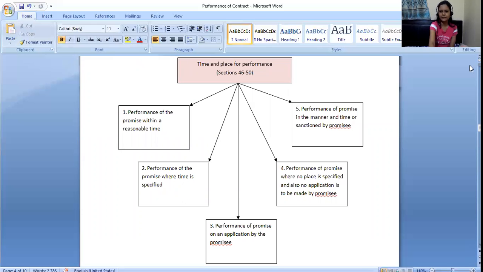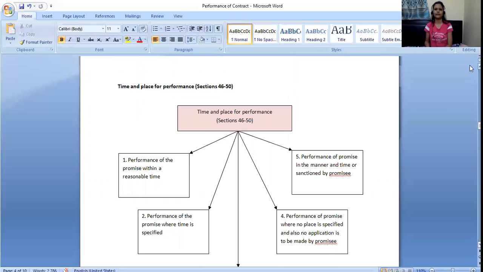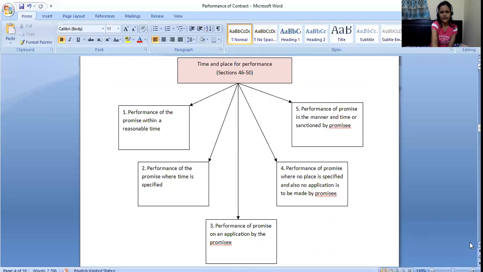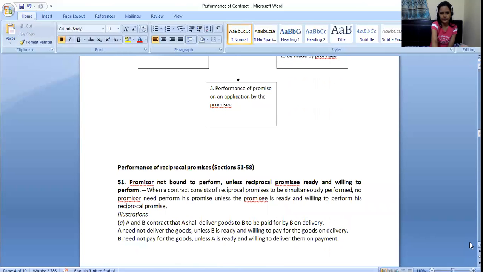If something should be done on demand, it should be done on demand, and I should be available at that particular place. Like, for example, singing at a certain event, I should be available at the place so that the host can ask me to sing or perform. If place is not specified, then it should be during usual hours of that particular time frame. If manner and time are specified, it should be done accordingly only.